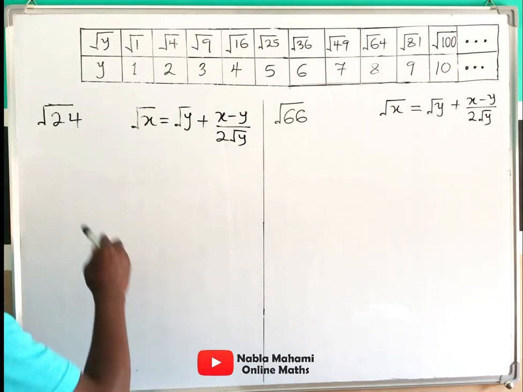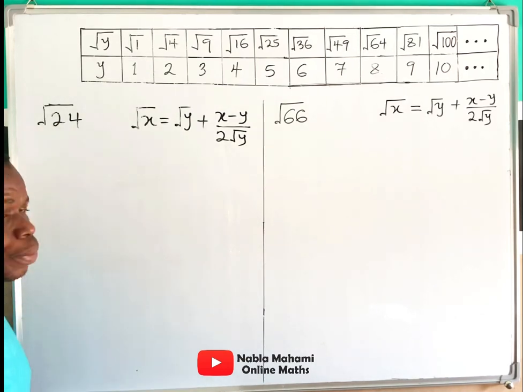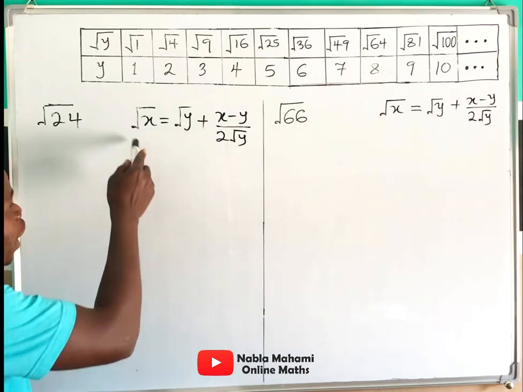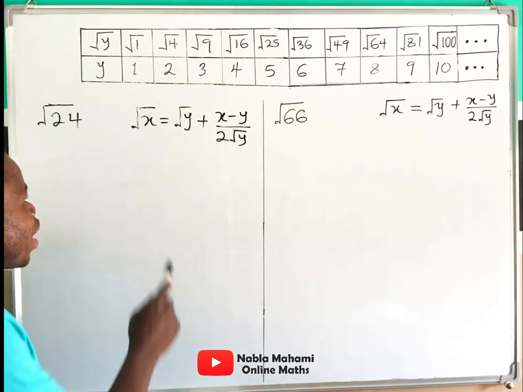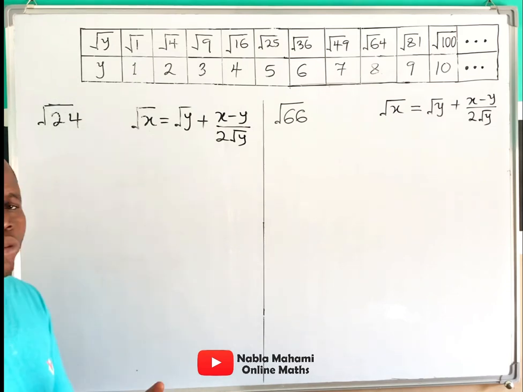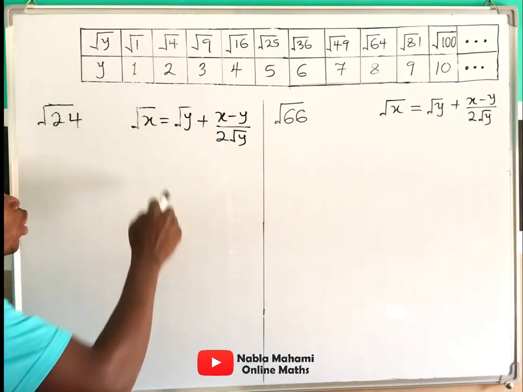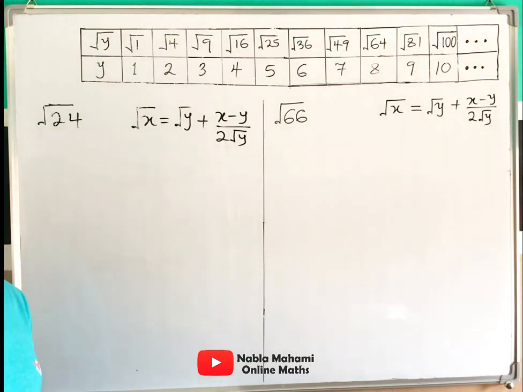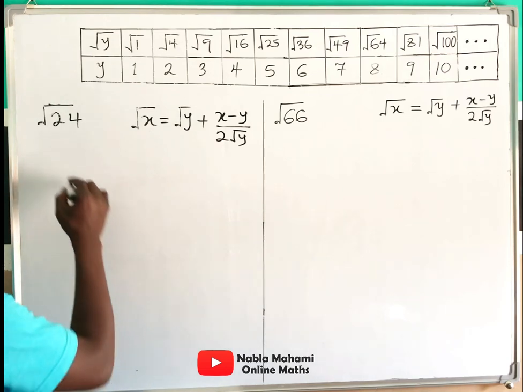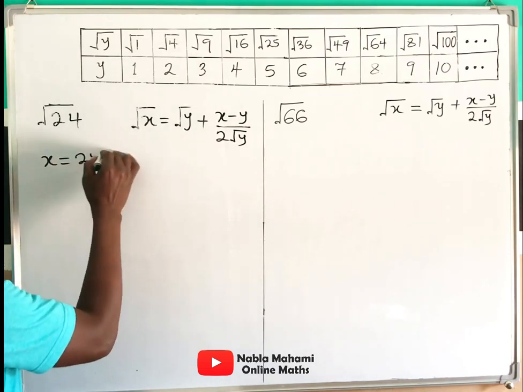In example 1, I have square root of 24. How will you find square root of 24 if you don't have a calculator or you don't want to use a calculator? Now, you see that in this algebraic equation, I have two variables, x and y. So you use the number that you are going to find its square root to get your x and y values. The x value is always the number that you are going to find its square root. So meaning, if I have root 24, my x will be equal to 24.